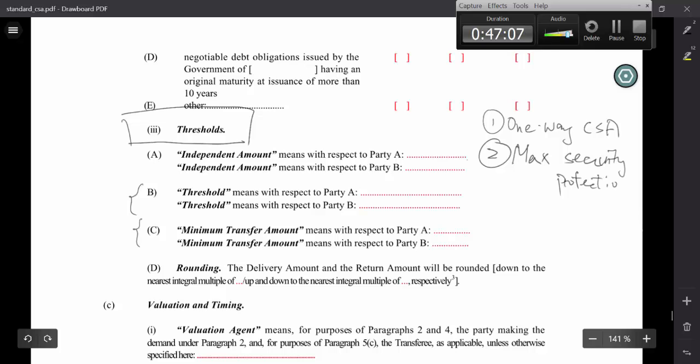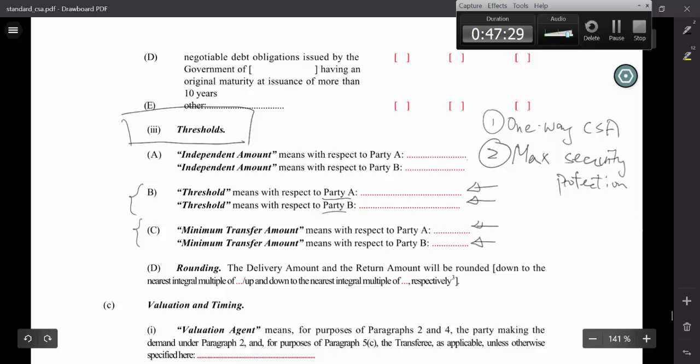Now I ask you, if you are JP Morgan, so JP Morgan is party A, Johnny's Pizza is party B, what numbers are you going to put in here, and here, and here, and here?